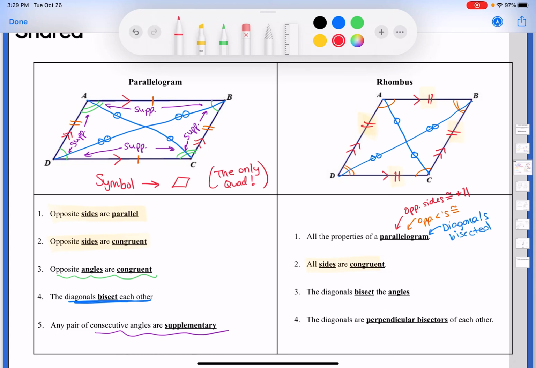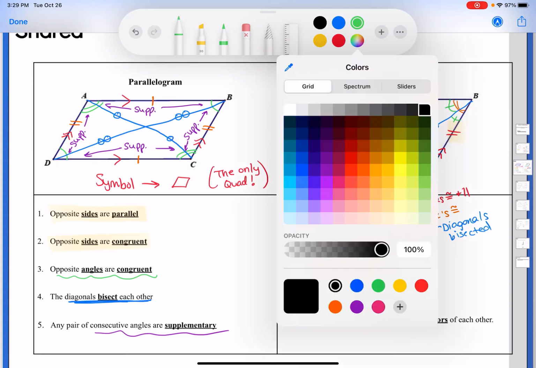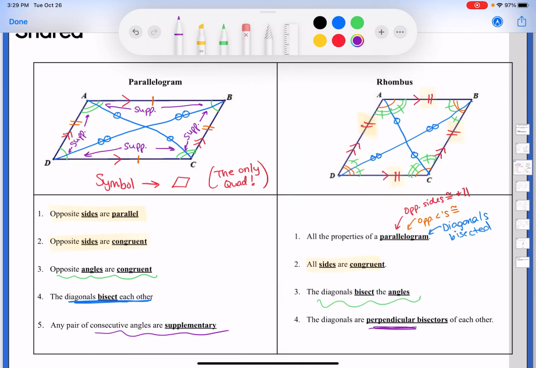In a rhombus, the diagonals bisect the angles. So all of these are split into 2 congruent parts. Both sides, right? So both diagonals bisect the opposite angles. And the diagonals are perpendicular bisectors of each other, meaning that the diagonals are also perpendicular in a rhombus, right? We already knew they were bisected from our parallelogram, but now I know that they're perpendicular because of a rhombus.